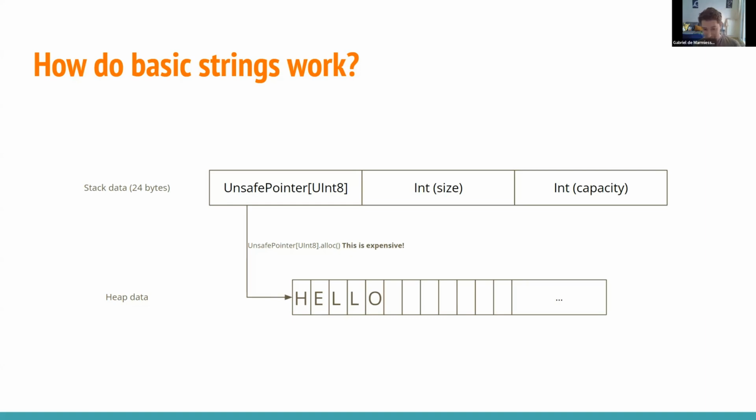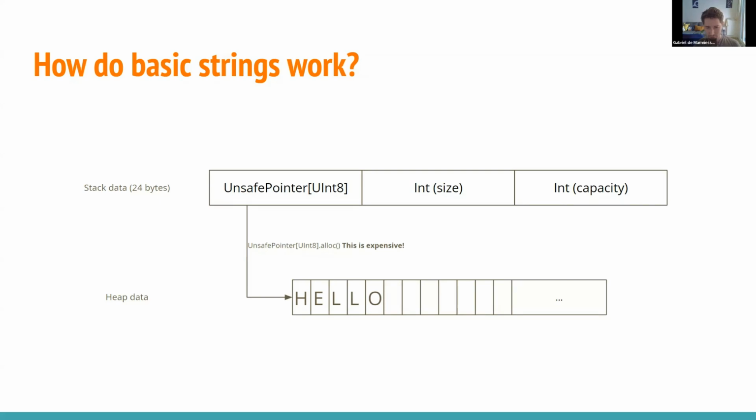So it seems really simple, and you might ask, why isn't it optimal? The problem is that as soon as you hit the heap, you have to do an alloc. An alloc is a system call. You have to ask your operating system for memory, and that's really expensive. That is seen especially in small strings because it's really expensive to request memory just for a few bytes.